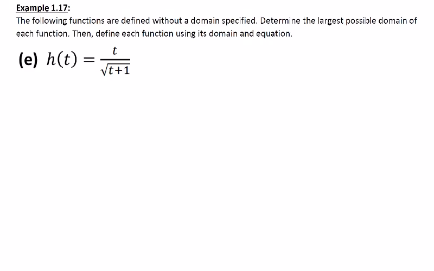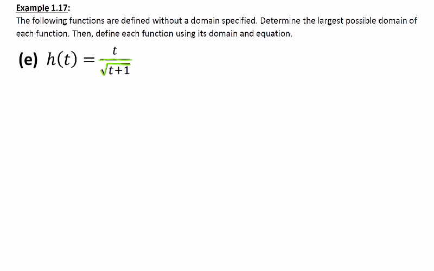In part E of example 1.17, we have h of t equals t divided by the square root of t plus 1. Let's take a look at the operations that are here. There is an addition, there is a square root, and there is also a division. Now, out of those three operations, we know that two of them are of concern, the square root and the division. So we're going to need to analyze these two ideas separately and then check the results and then merge the results together as one, because there can only be one domain for this function.